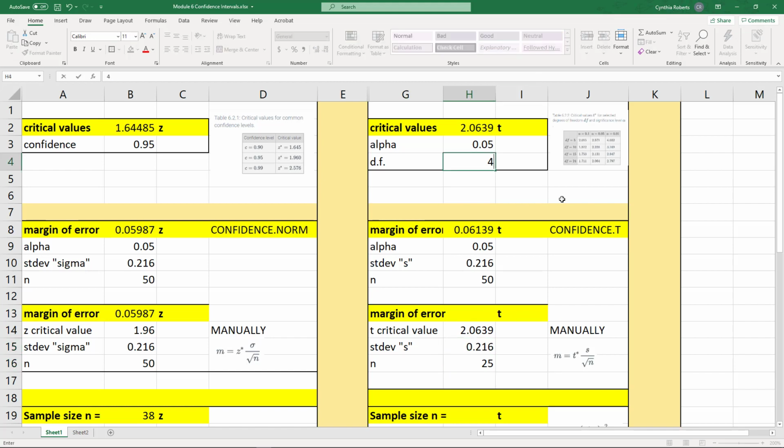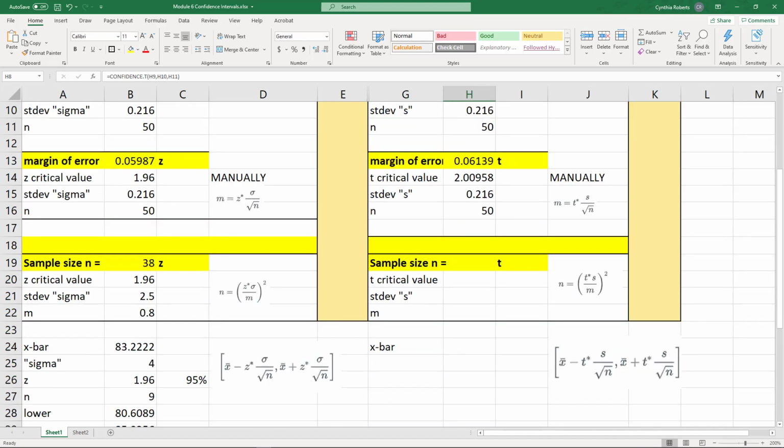Oops, let's do 49. I'm trying to match this one here and see if I do this manually, my critical value times my standard deviation over the square root of my sample size. And you can see that I did not update my t-value. There you go. So you can see you get the same answer whether you do it manually or you let Excel do it for you.